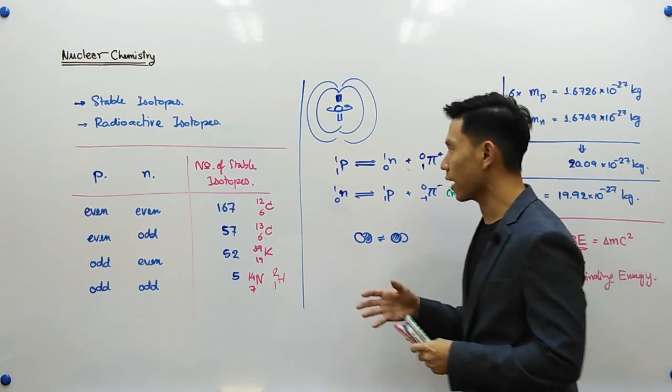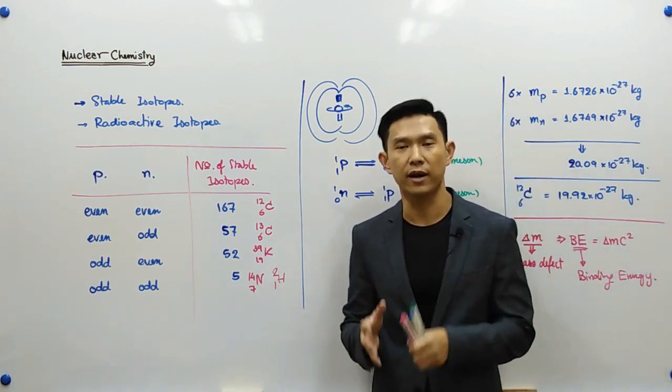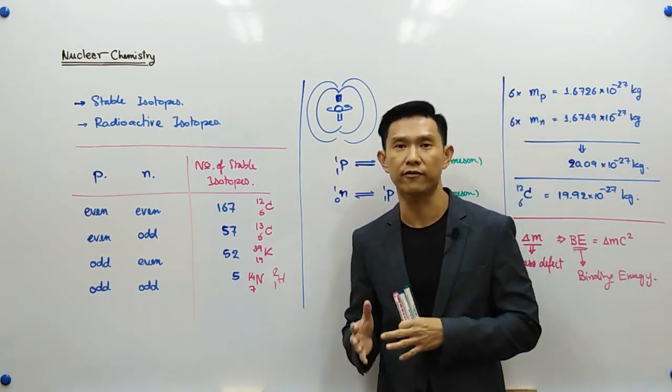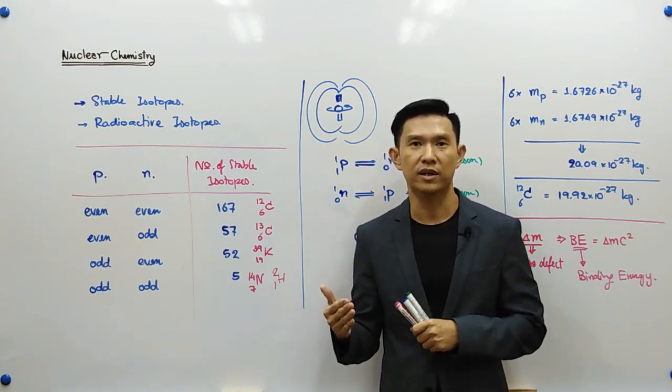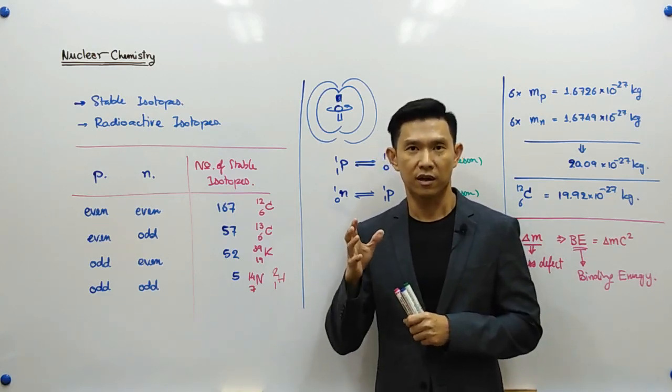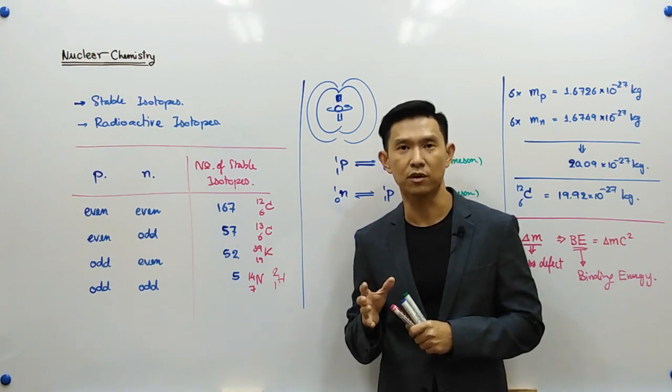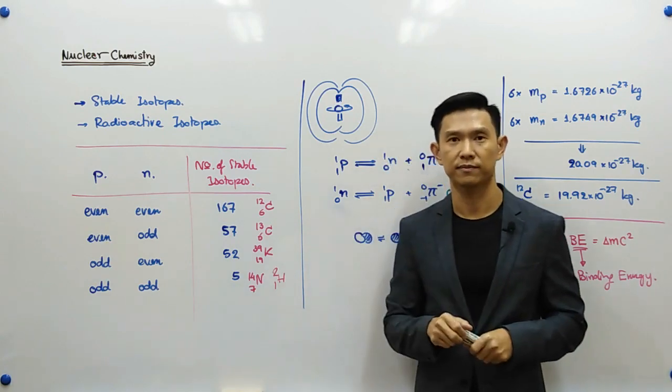Now, if I want to plot a graph of stable isotopes that shows the relationship between proton and neutron, we can have some very important information to show. Okay, let's see the graph.